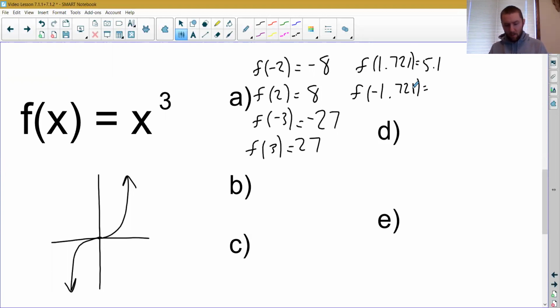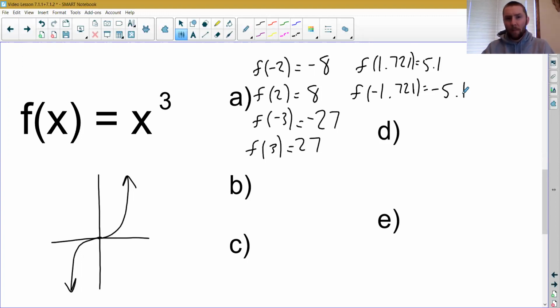Negative 1.721 to the third power. This one I'm going to put in parentheses, and I get negative 5.097. So I get negative the same number, approximately 5.1. So now the question is, do you see a pattern in these outputs for letter B? Well, the pattern is I'm basically getting the same answer, right? Except I'm getting one that's negative and one that's positive.